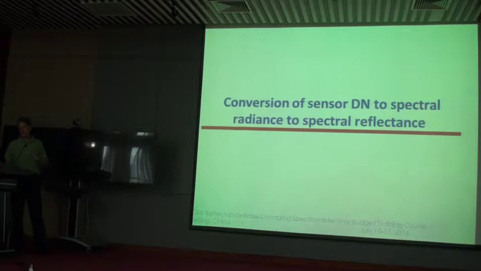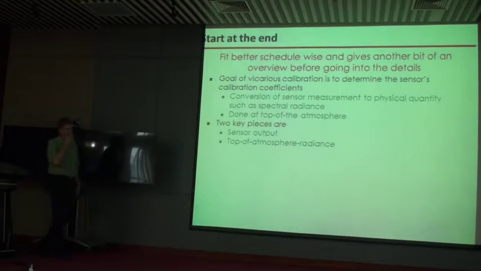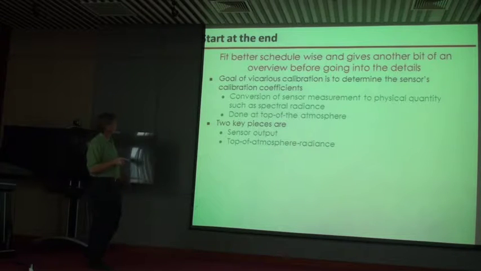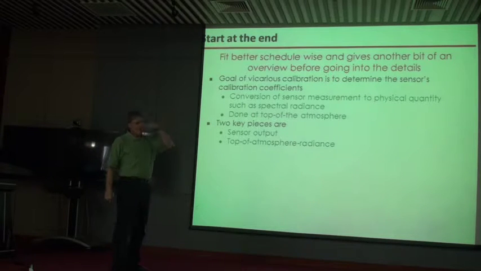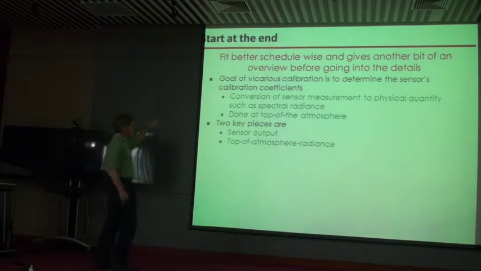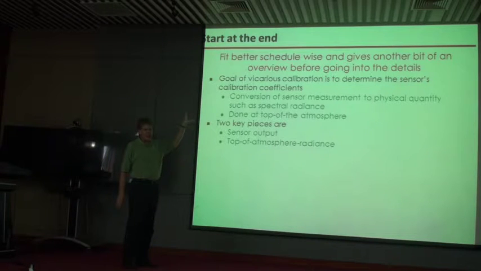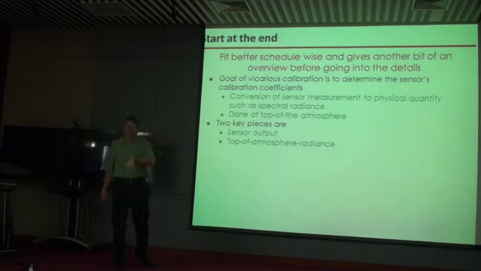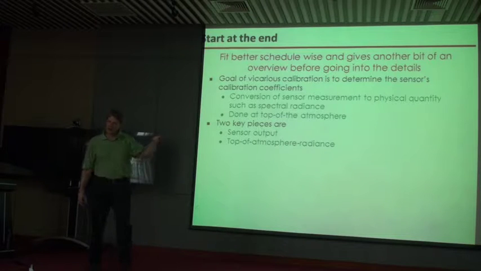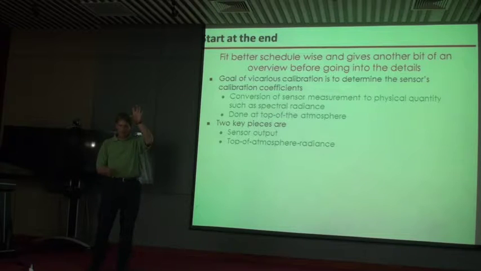Conversion of sensor digital number to spectral radiance and to spectral reflectance. So I'm going to start at the end. And it's easier for me just from a schedule standpoint. When I say I'm going to start at the end, this is the last step of the whole process. So we've got measuring the surface, measuring the atmosphere, radiative transfer, top of atmosphere, and the comparison to DN. And that's what I'm starting with now, this comparison to DN.